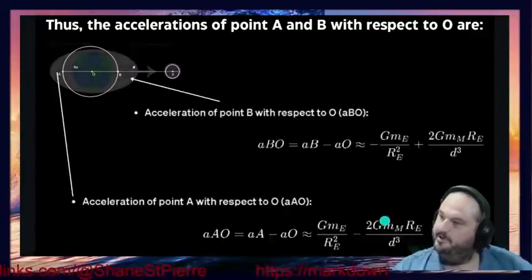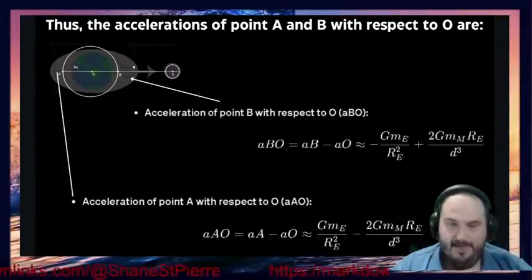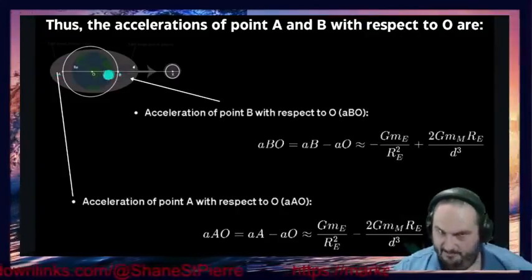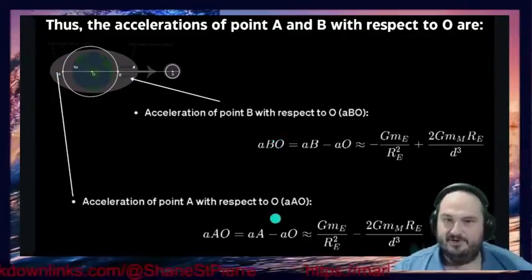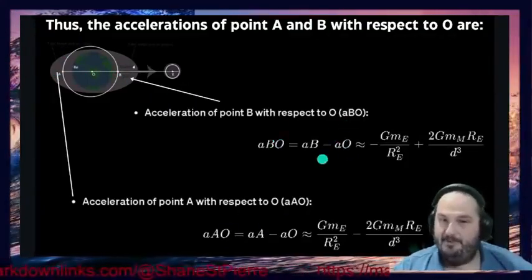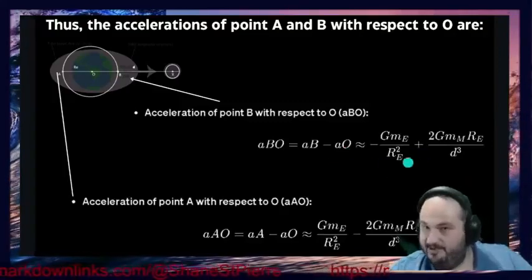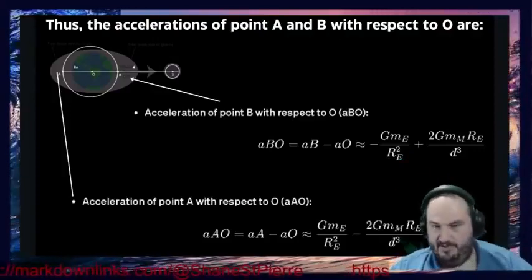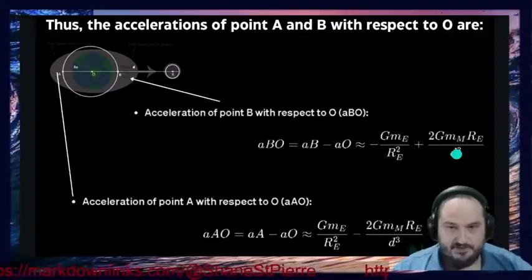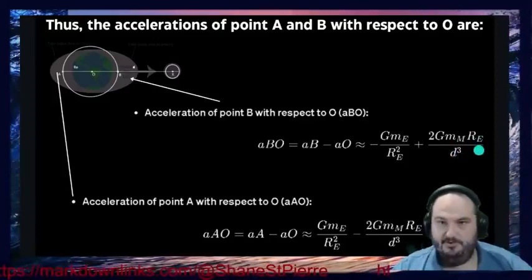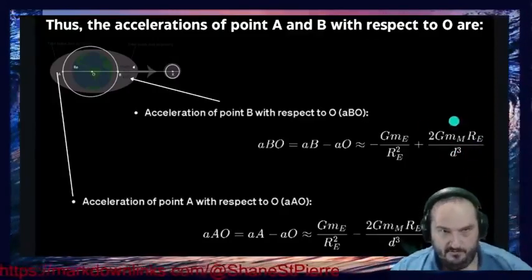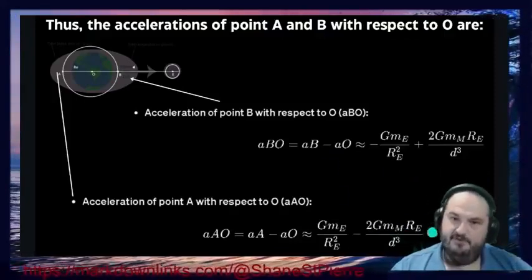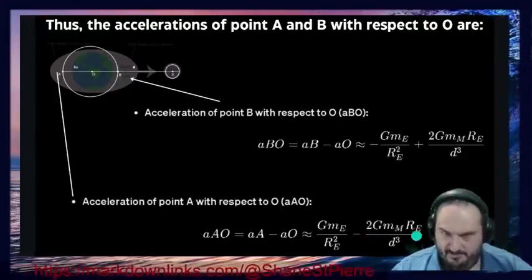So continuing, we have the acceleration point A, B with respect to O, right? So again, A, B with respect to O versus B, right? So it goes A, B, O, which would be roughly negative the gravitational force of the mass of the Earth over the radius of the Earth squared, 2 times the gravitational mass of the moon times the radius of the Earth over the distance between the moon and the Earth cubed, right? So that would give us roughly the same thing over here. It's almost the same formula, same calculation over here.